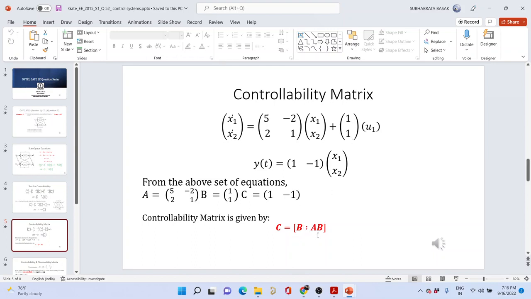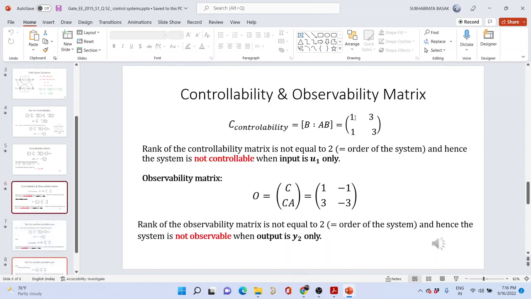Now we have to go through this operation A into B, that is this matrix multiplied by this matrix, and you would get a column matrix. So what is that column matrix? Column matrix is this 3 and 3. So you see this, the rank of this matrix is 1, because if you divide this 3 by 3 and subtract it from the first column, you would get a 0 column over here. Or the other way you can check is the determinant of the matrix. The determinant of the matrix is 0.